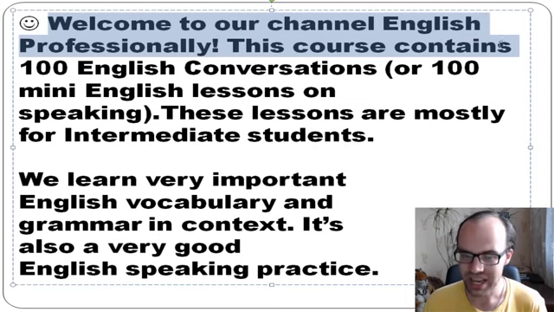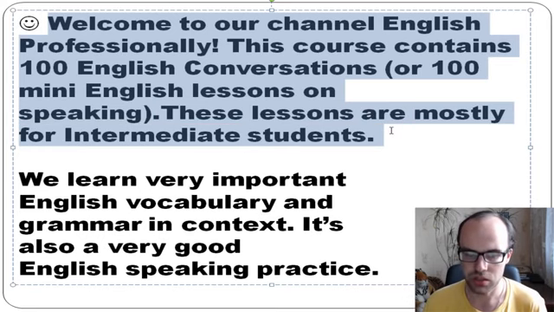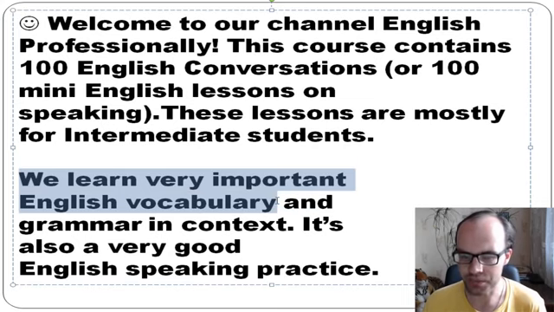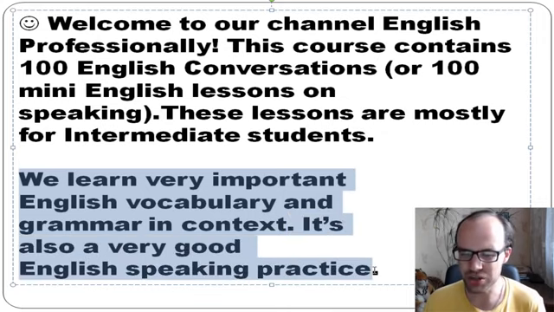So, welcome to our channel English Professionally. This course contains 100 English conversations or 100 mini English lessons on speaking. These lessons are mostly for intermediate students. But I know that these lessons are also good for pre-intermediate, intermediate, upper intermediate, and they can also be interesting for beginners and advanced students, even advanced students. We learn very important English vocabulary and grammar in context. It's also a very good English speaking practice. So this video course is, first of all, for speaking. It's also for grammar, for your vocabulary, and for listening skills. You can hear me and you can see the text at the same time. So it's a very good training if you want to understand English speech really well.